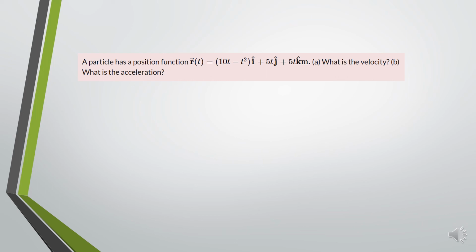By taking the derivative with respect to time of the position function, we find (10 minus 2t) i plus 5 j plus 5 k meters per second. So the velocity function is linear in time in the x direction and is constant in the y and z direction.